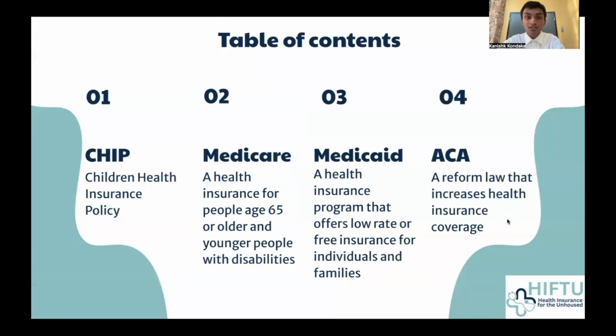So the first program is called CHIP, which is the Children's Health Insurance Program, which provides low-cost healthcare to families with children and low income. The second program is called Medicare, and it provides health insurance to older individuals and people with disabilities. Our third program is Medicaid. It's a health insurance program that provides care to low-income individuals.